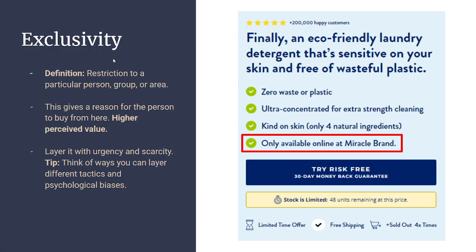Exclusivity, right? Restriction to a particular person, group or area gives a reason for the person to buy from here. High perceived value. Layer it with urgency and scarcity, right? Only available at Miracle Brand. Saves the customer time, creates perceived value.